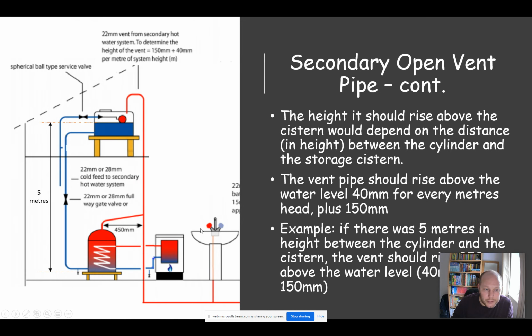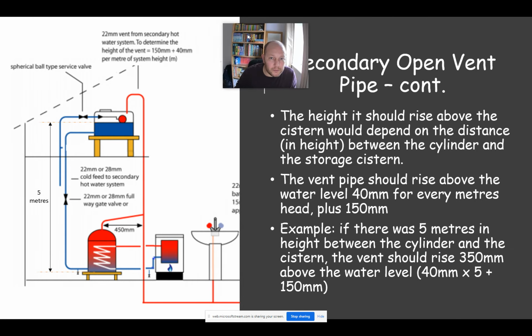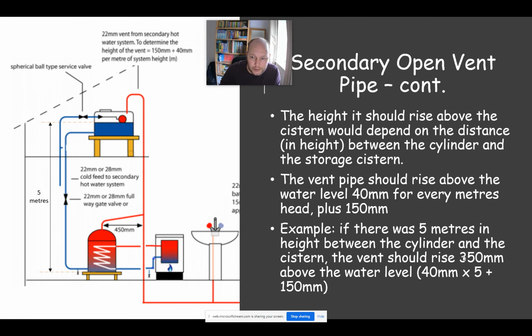So, the example shown here is we've got 5 meters head between the water level here and the base here. So the calculation we'd do would be 40, which is a set amount, times 5, which is the height, plus a set amount of 150, which would give us a total of 350 mil. So that's how much that should rise above the water level before being turned over back into it. And that's to stop it from venting when it doesn't need to vent, essentially.